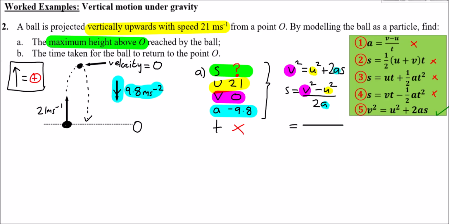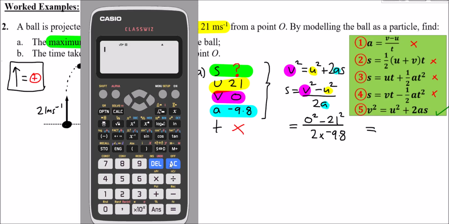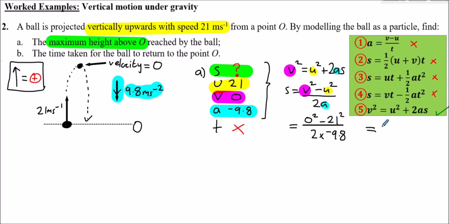Let's plug those values in. If you really want to, you can write 0 squared, so I'll do it now just so you can see. So it's 0 squared minus 21 squared, all divided by 2 lots of negative 9.8. That gives us 45 over 2, which is 22.5.